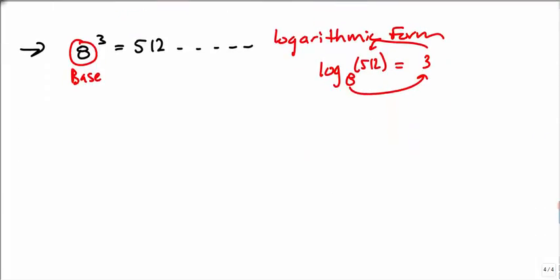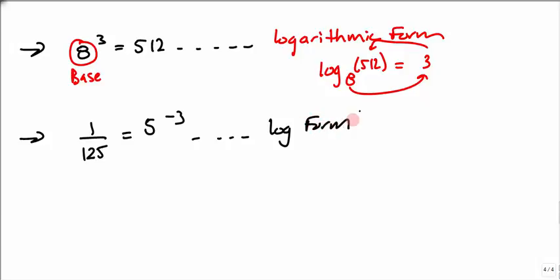Now not all of them will be as straightforward as this one. We could have something like 1 over 125 equals 5 to the negative 3, and we could be asked to put this in log form. Okay, so our base is 5. So I'm going to have log base 5. Now it's 5 to what power? Negative 3 equals 1 over 125. And so this is my equivalent log form. And again, working back and forth between these is going to be really important.